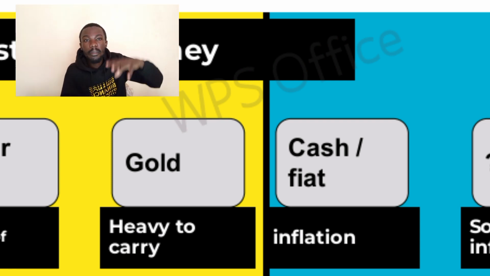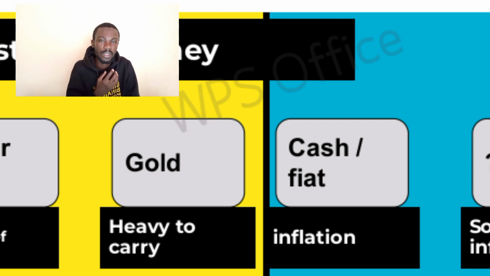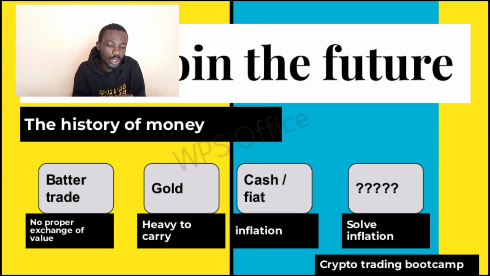Why? There is more money in the population. As more money comes into the population, you lose purchasing power. So that is called inflation. Now, what is going to solve inflation?